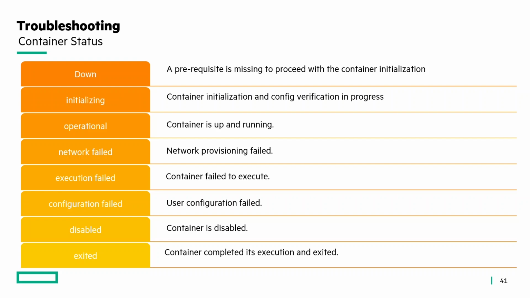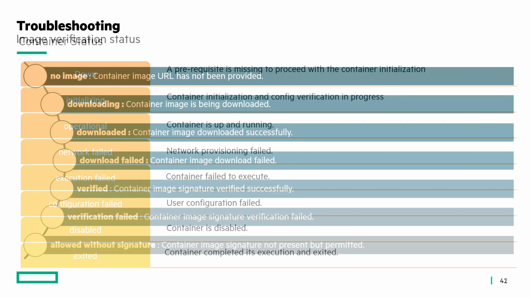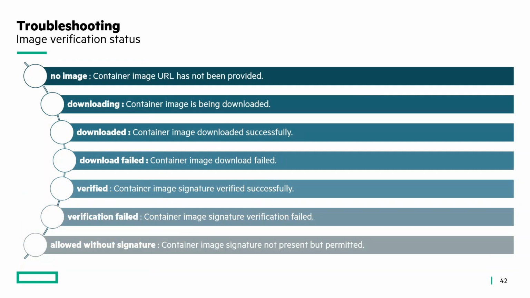Configuration fail is a user configuration failure; there might be some typos in your config. Disabled means the container is completely disabled. Exited status is thrown when the container completes its execution and exits. Similarly, we also have image verification status. The newly added image verification status here is allowed without signature. The others were already prevalent, and this is the newly added status.